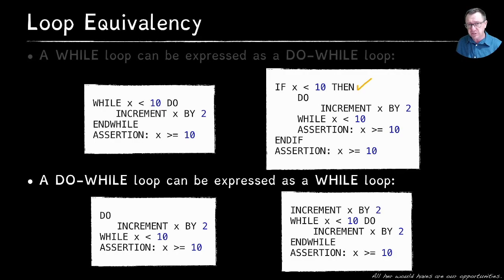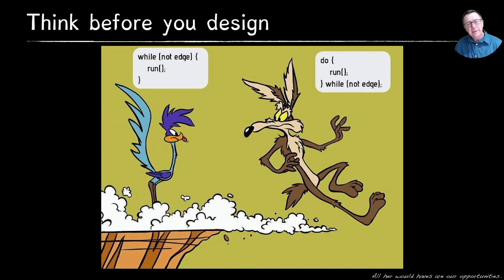Think through what you're trying to do, make a decision, write your code. Think before you design. While not edge, run. The coyote, do run while not edge. As you can see, Roadrunner, coyote's after you, and the coyote is history.